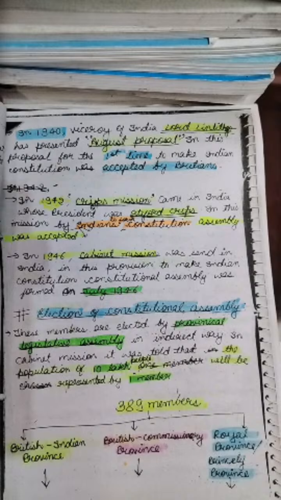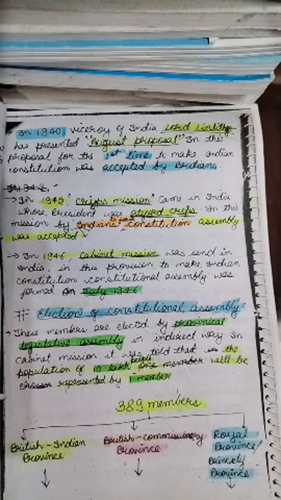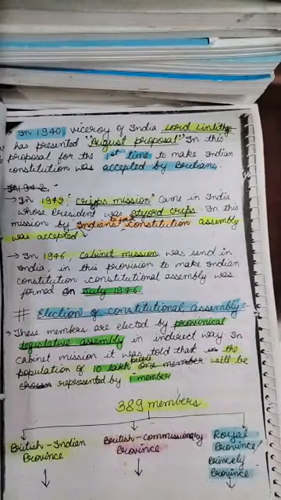In 1942, the Cripps Mission came to India, whose president was Stafford Cripps. In this mission, the formation of a Constituent Assembly by Indians was accepted. In 1946, the Cabinet Mission was sent to India with these provisions to make the Indian Constitution.